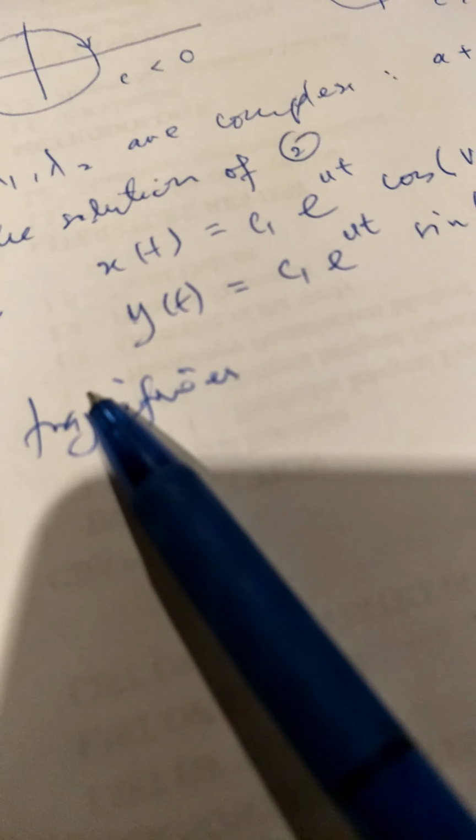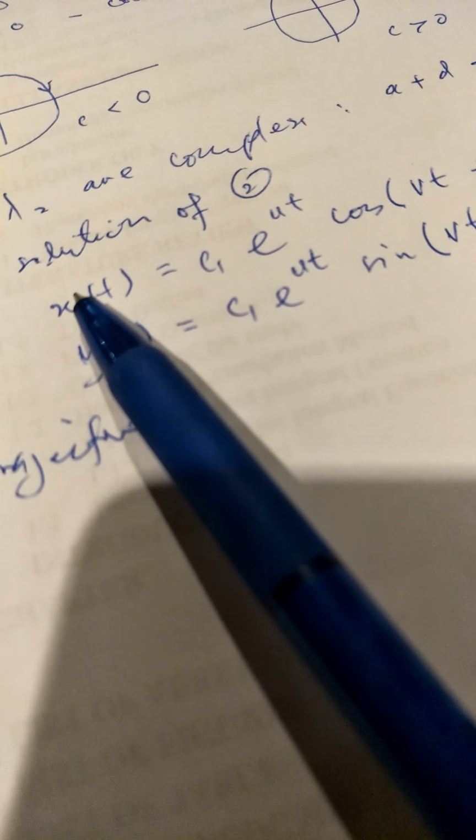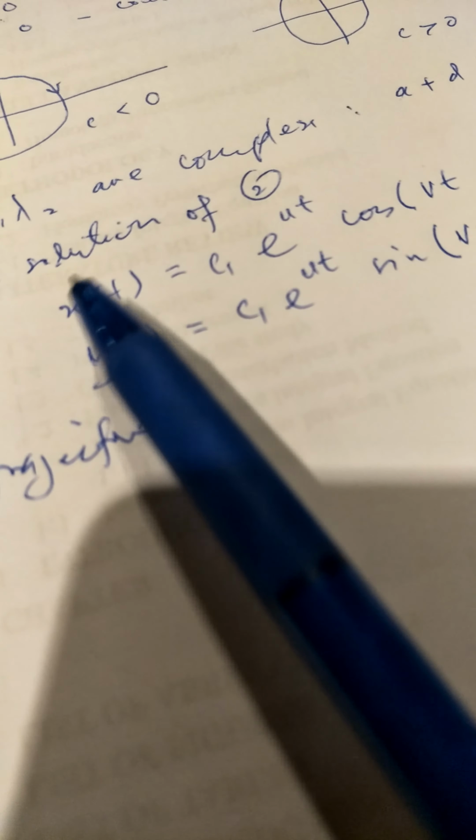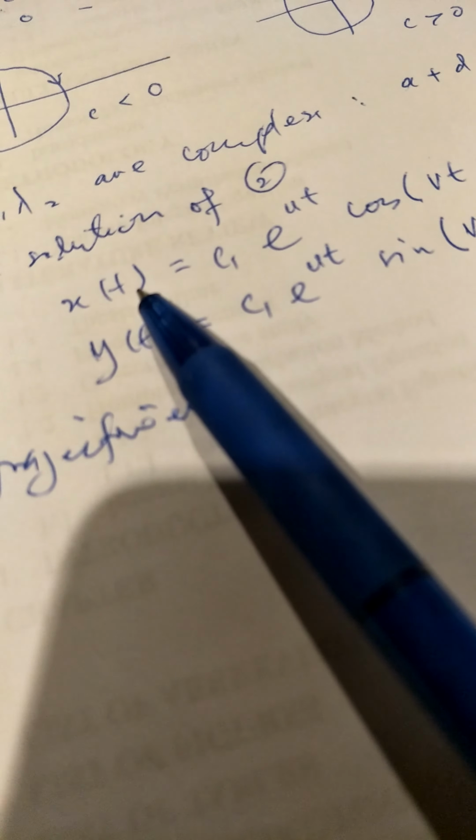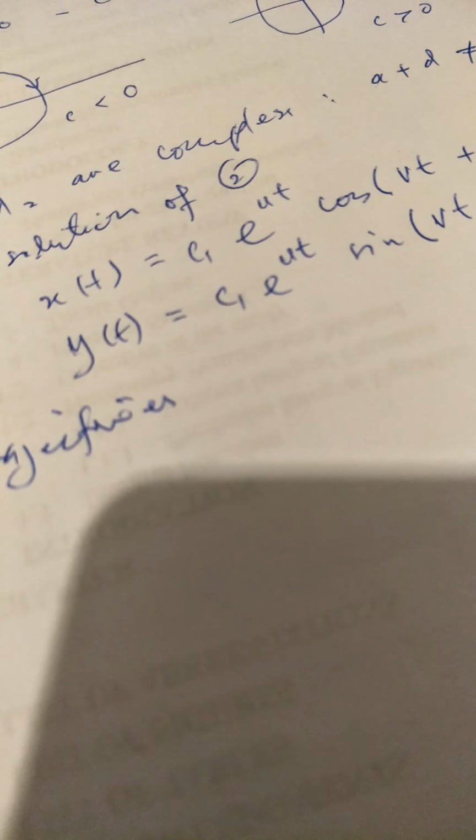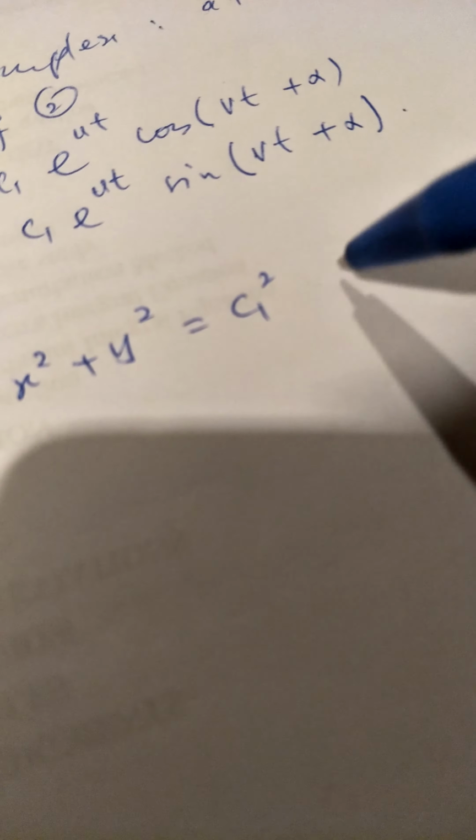But in this case, you can see we have a sine and cosine, which means you can always add x squared and y squared together. Then cos squared plus sine squared gives you 1. So what is left is only x squared plus y squared equal to c1 squared e^(2ut).